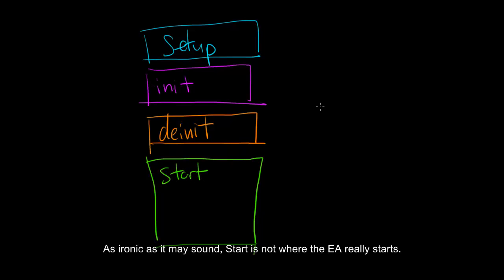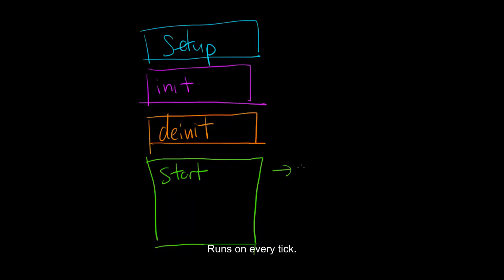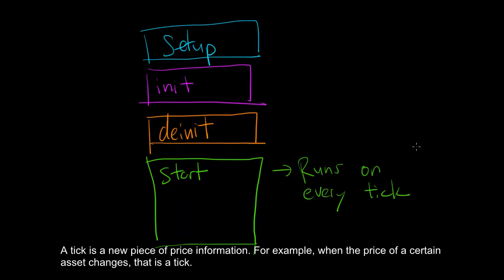As ironic as it may sound, start is not where the EA really starts. All the code in start will run one time when a new piece of information comes in. So it runs on every tick. A tick is a new piece of price information. For example, when the price of a certain asset changes, that is a tick.